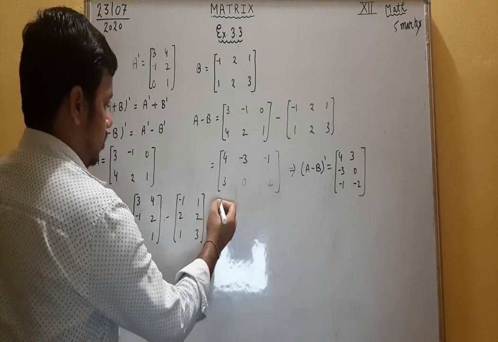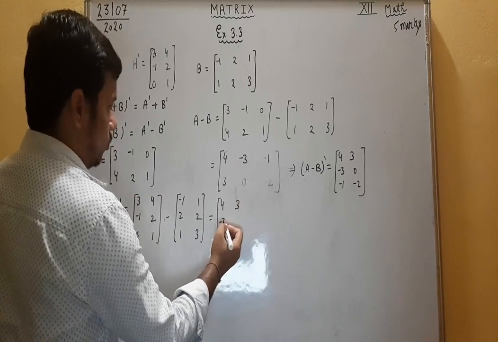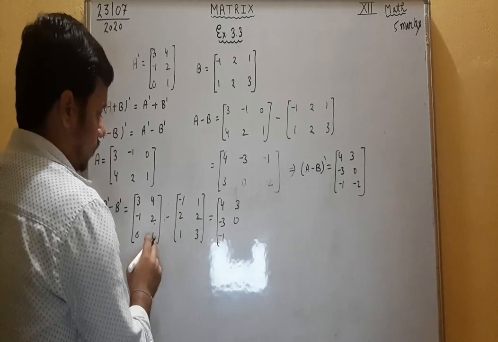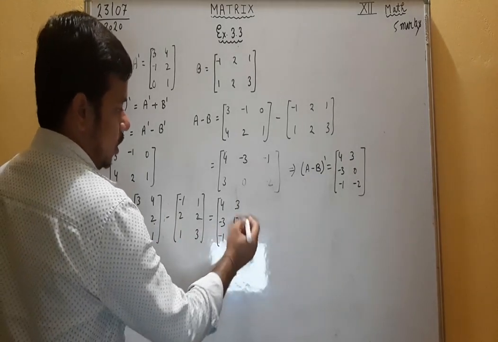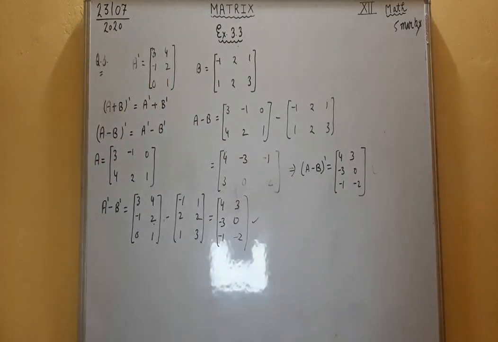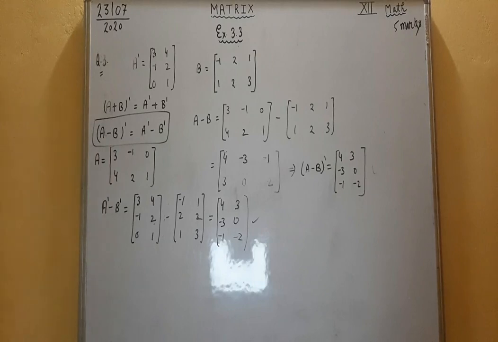Now subtract: 3 plus 1, 4; 4 minus 1, 3; minus 1 minus 2, minus 3; 2 minus 2, 0; 0 minus 1, minus 1; 1 minus 3, minus 2. See, this matrix and this matrix are the same. In this way, this result is verified.